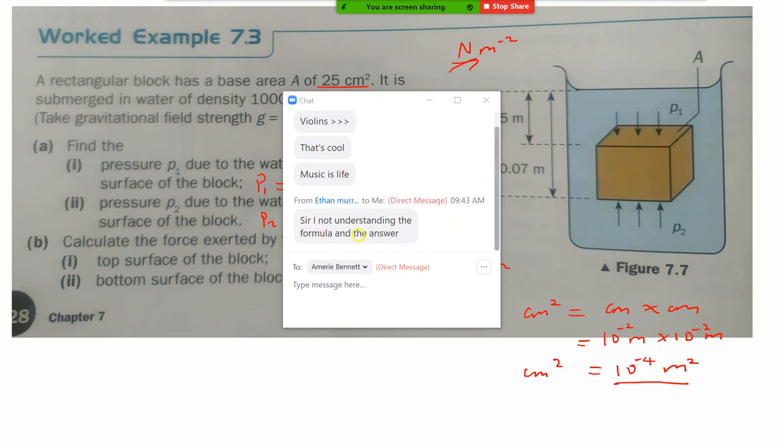Sir, I don't understand the formula and the answer. What do you mean you don't understand the formula? What formula you don't understand?